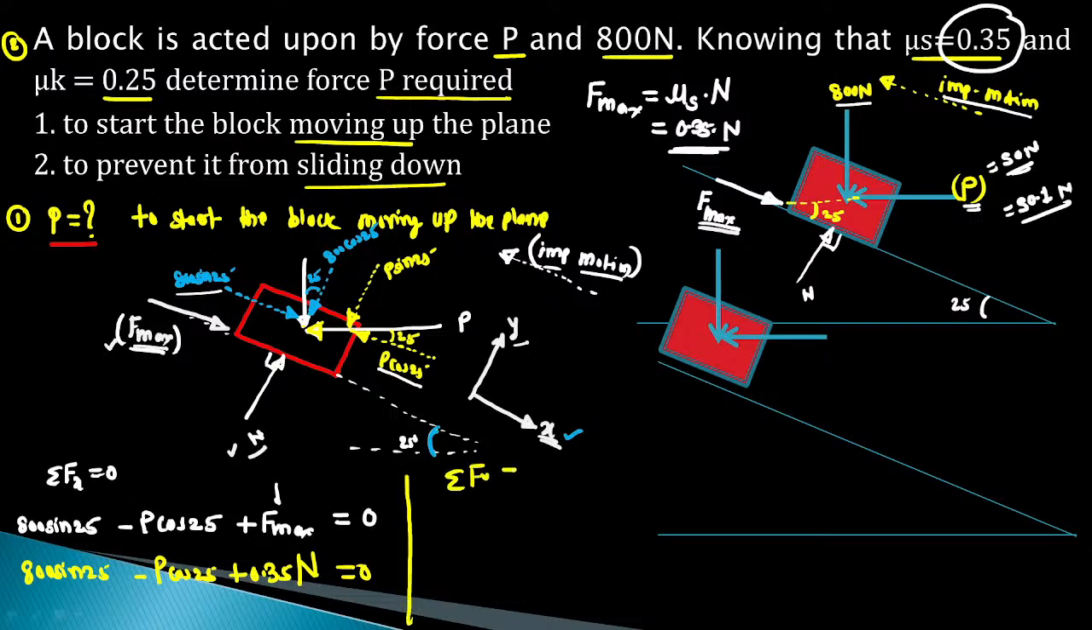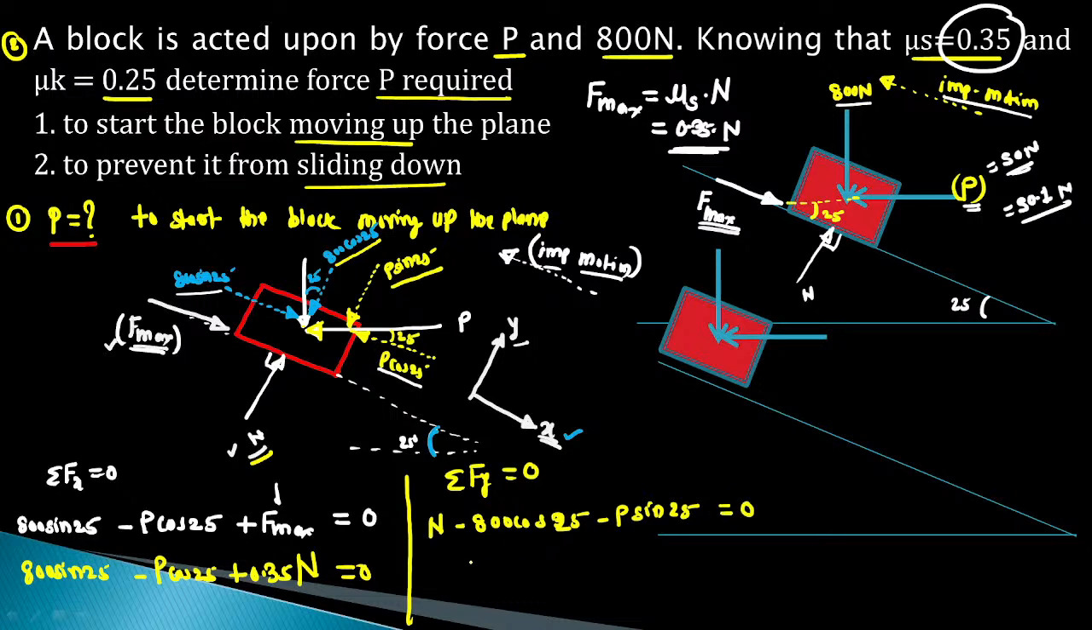Then write summation Fy equal to 0. For summation Fy, consider the y components. First is the normal reaction, then we have this 800 cos 25 in the negative y direction, so minus 800 cos 25. Then we have this P sin 25, it is also minus, so minus P sin 25. Only 3 forces in the y direction, and this is equal to 0.